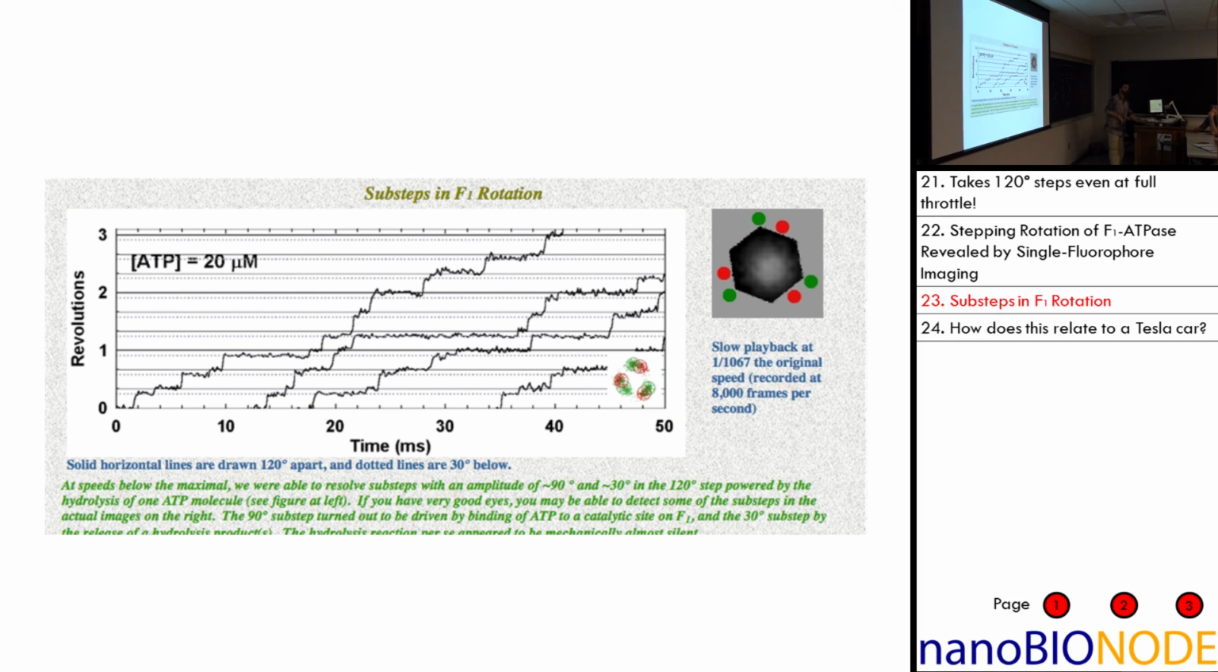And in fact, what he's done is he showed that it doesn't just go in 120 degree increments, which is what I've been emphasizing here, but actually it can go in 30 degrees plus 90 degrees. That is, the ATP cycle, the normal 120 degrees, can actually be broken up into a 30 degree and a 90 degree rotation.